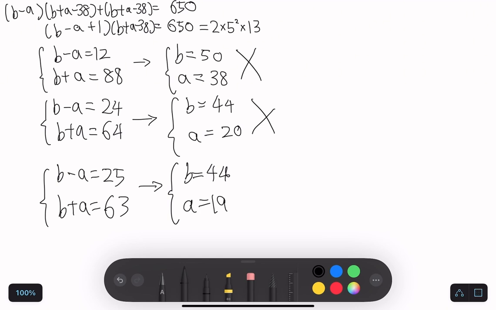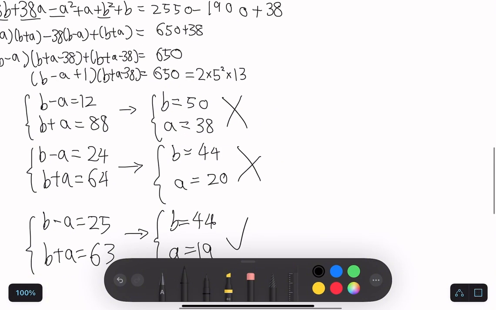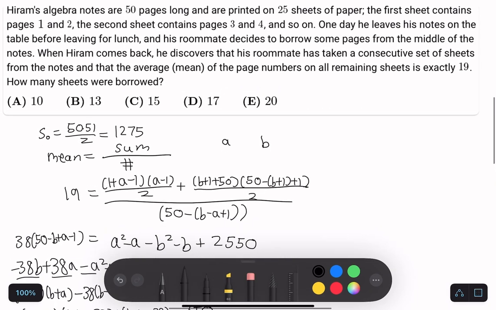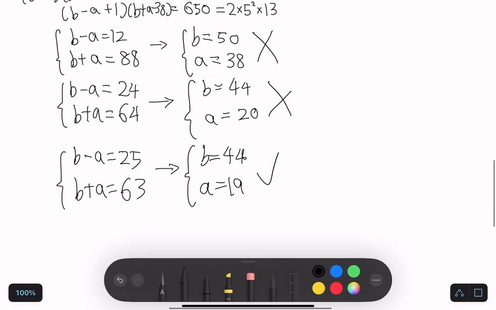Since A is odd and both of these page numbers are in the range from 1 to 50 inclusive, this case works. Since there are 5 options and this is a single choice problem, there's likely only one case that works. So we're only going to move forwards based on this case.